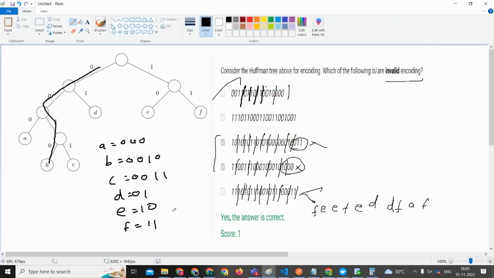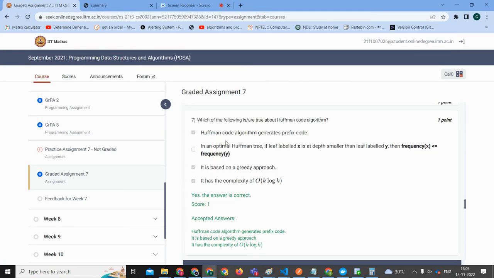So whatever code we have is called a prefix code, which means that if triple zero is coming up, there will be no encoding for any character which starts with triple zero, or something like 0010 or 0011. If you have 11, no other character will have 11 at the start. 10, no other character. 01, no other character. 0011, no other character will have it. That's what is called a prefix code. So it generates the prefix code, and it's based on a greedy approach. Yes, it's based on the greedy approach.